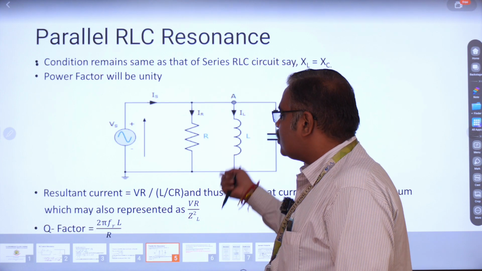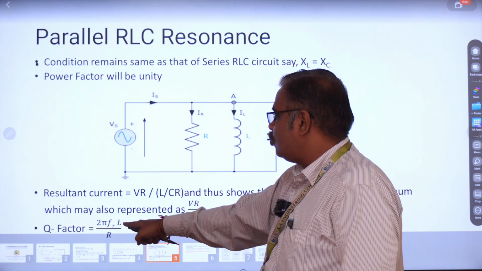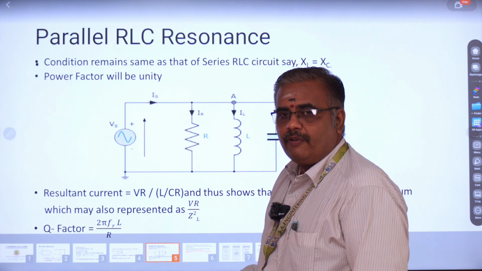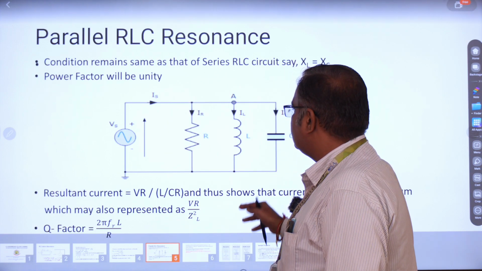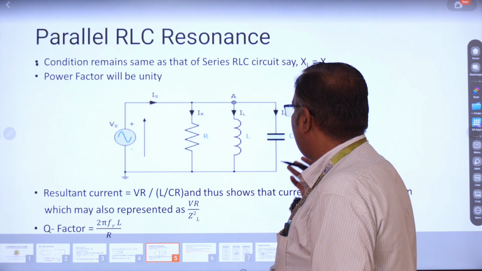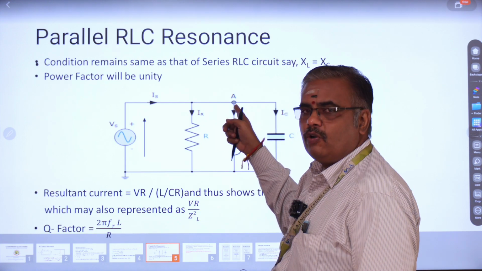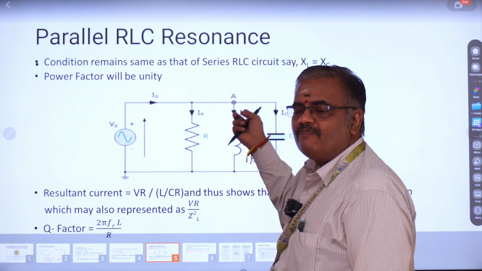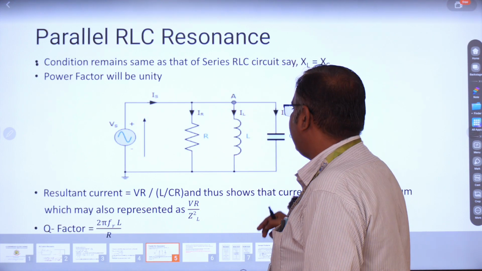When you talk about the Q factor, it is 2 pi FRL by R. It remains the same, similar to that of your RLC series circuit. And of course, the quality factor, the resonant condition, and resonant frequency also will be the same. FR will be equal to 1 by 2 pi root of LC. And the condition for resonance also will be the same: XL is equal to XC.